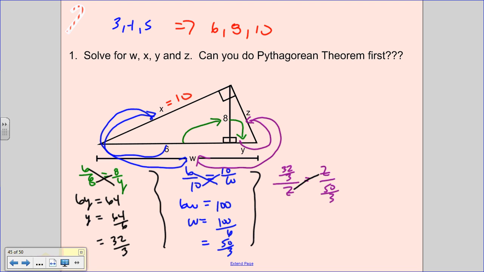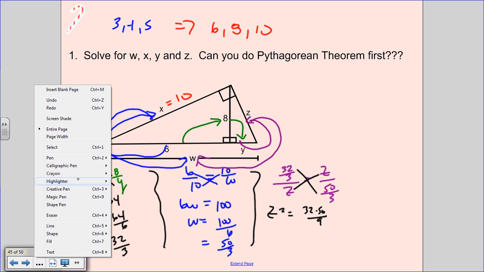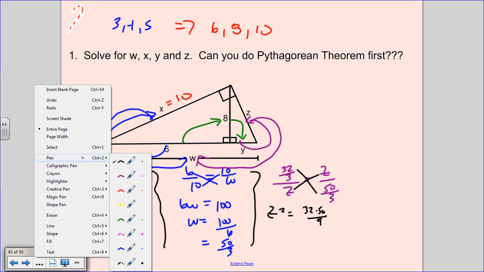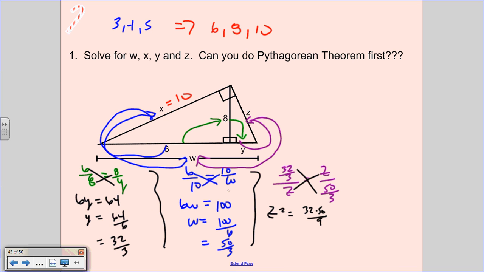Z times z would give you z squared. And then we have to multiply 32 thirds and 50 thirds. 32 times 50 over 9. Ooh. You know, since I'm about to take the square root, I'm not even going to multiply those together. The reason I know I'm going to take the square root is because I have z squared, and if I want z singular, I'm going to have to take the square root of both sides. So square root, square root.